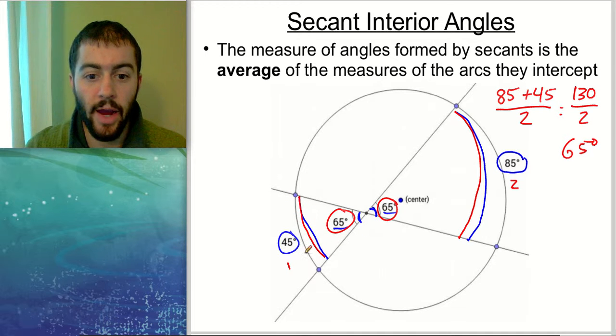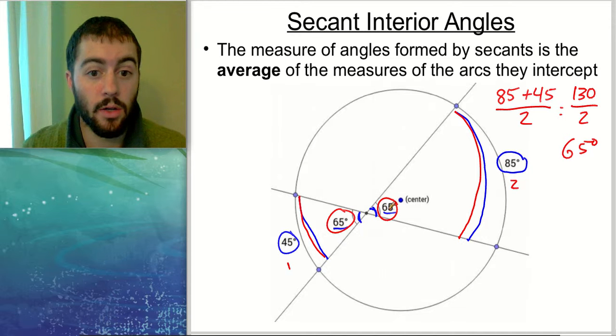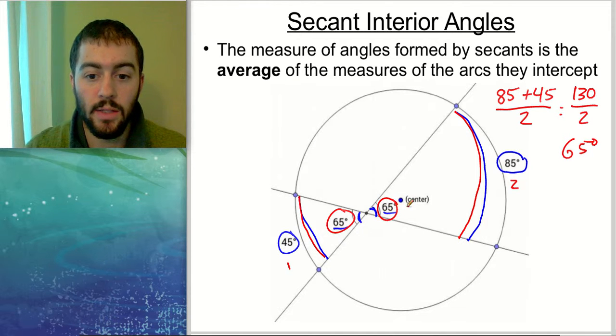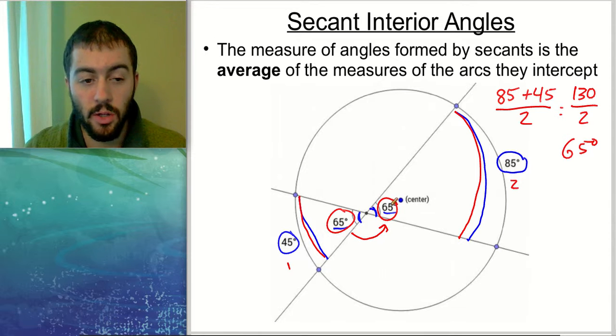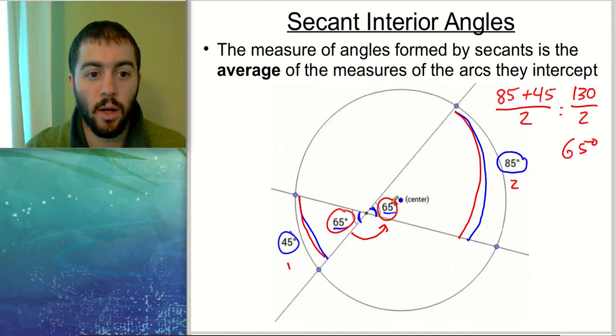And so we take the average of those, and that gives us the measure of the angle that's formed by the secant lines. And again, these two are going to be the same because of our vertical angles postulate. So we have angles here that are formed by two intersecting lines. The vertical angles, the angles across from each other, are going to be congruent. We've done proofs of that.